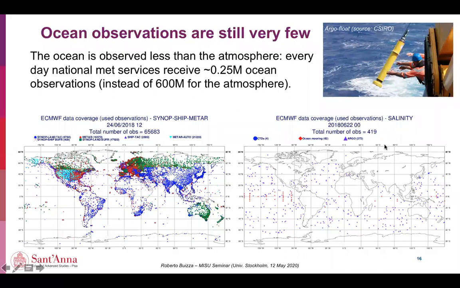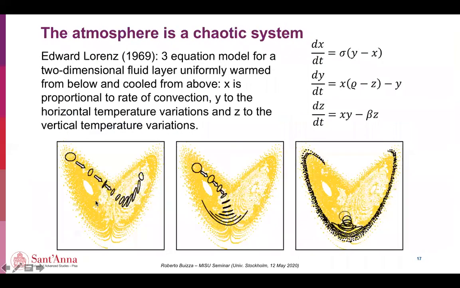This is an example of the number of salinity data used on the 22nd of June 18 to compute the state of the ocean at the European Center: 500 coming from this observation, compared to the number of surface conventional observations coming from SYNOP, SHIP, and METAR of the atmosphere, 66,000. So you see that there is a factor 10 to the 4 to 10 to the 5th difference between how well we observe the ocean compared to how well we observe the atmosphere.